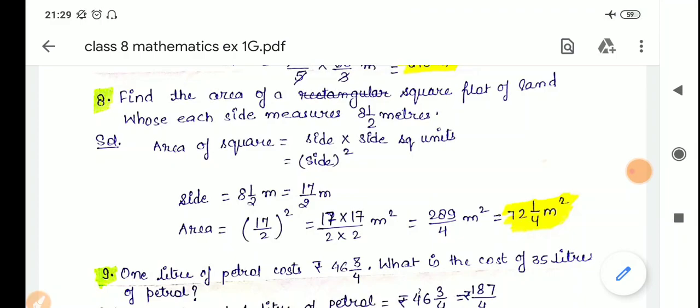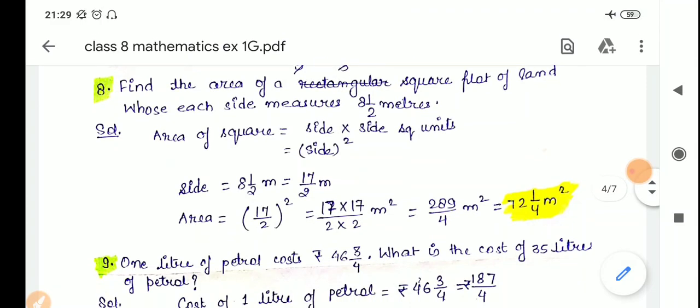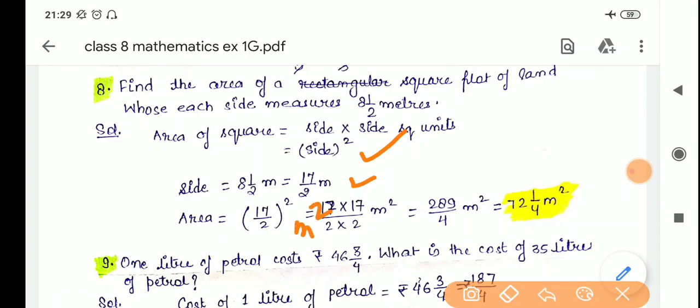So area of a square, what is the formula? Side square units. Clear? So side is square, then square units. So side is given. What is the side? Side is 8 complete 1 by 2 meter, that will be 17 by 2 meter. So area is equal to (17 by 2) square meter. Okay, here meter square will be there. Here I have not written, but you write in your copies meter square.